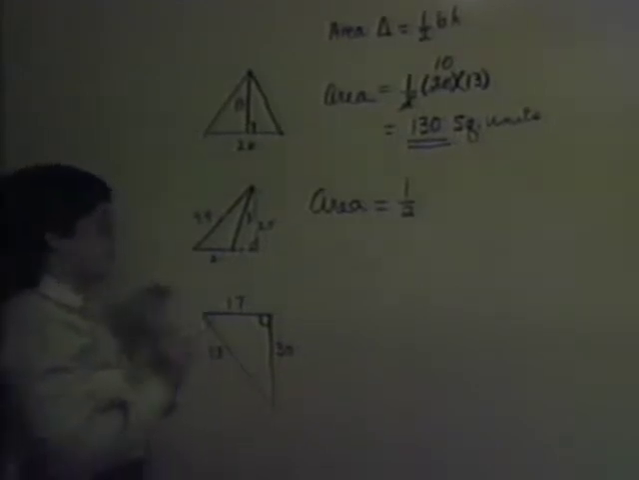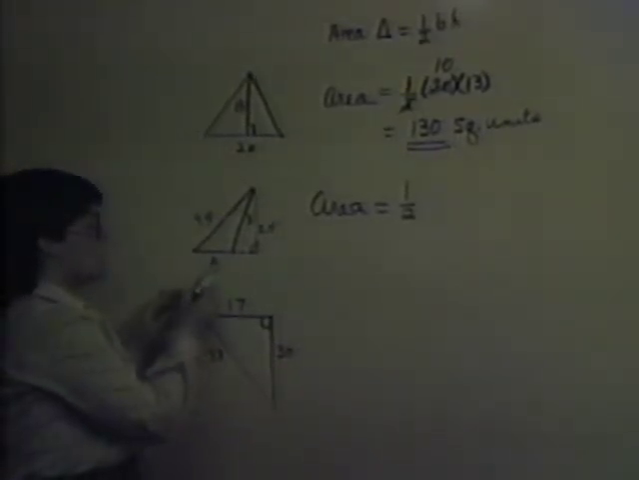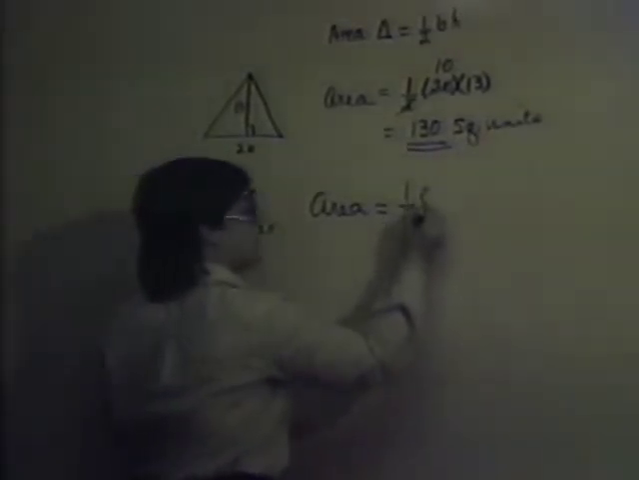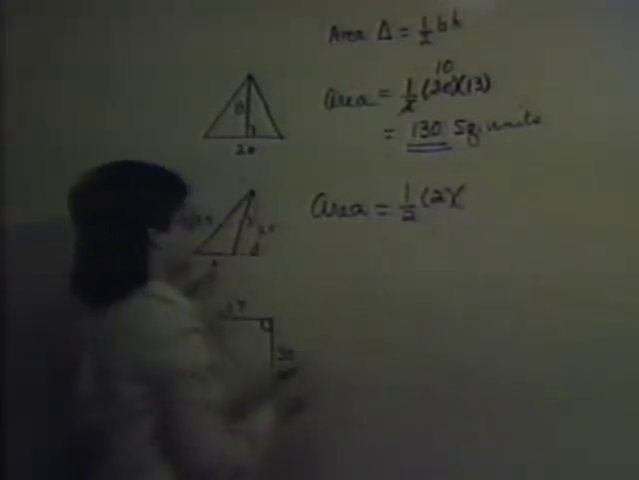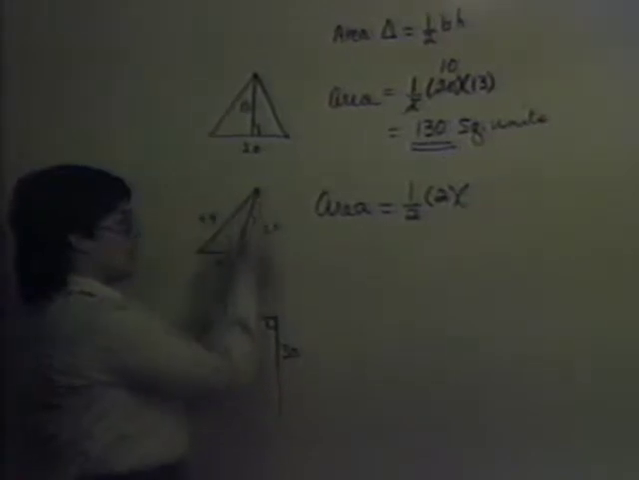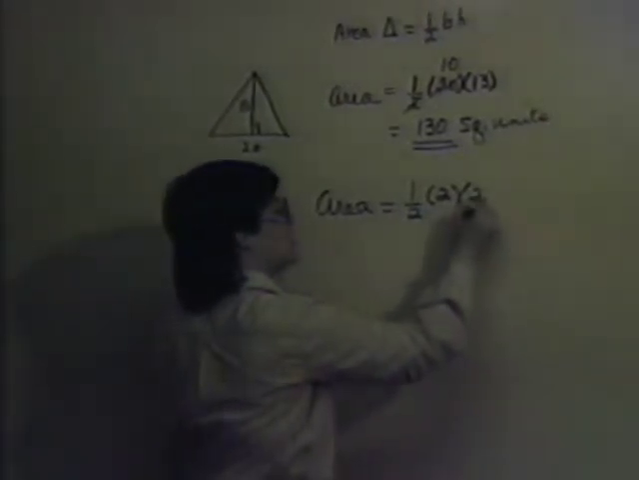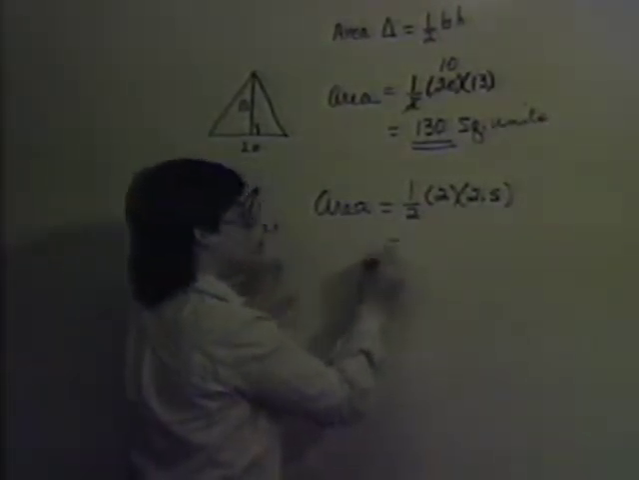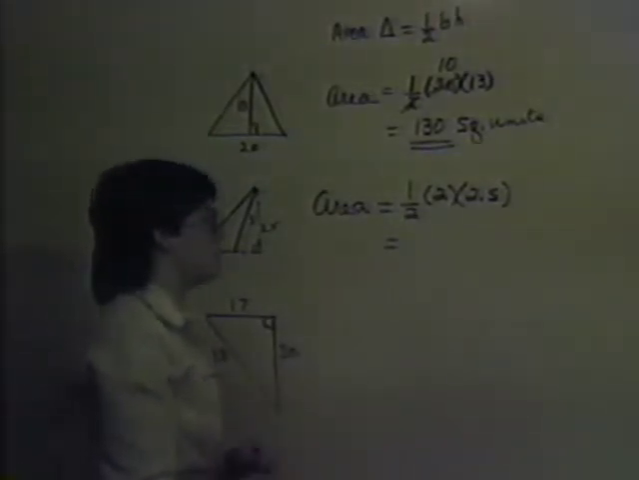2.5. Well, our base here is... Okay, 2. 2, great. And now our height is... 2.5. Right, because it's the perpendicular vertical distance here, and that's 2.5. Can you see any way we can simplify this problem before we do the multiplication, Sherry?